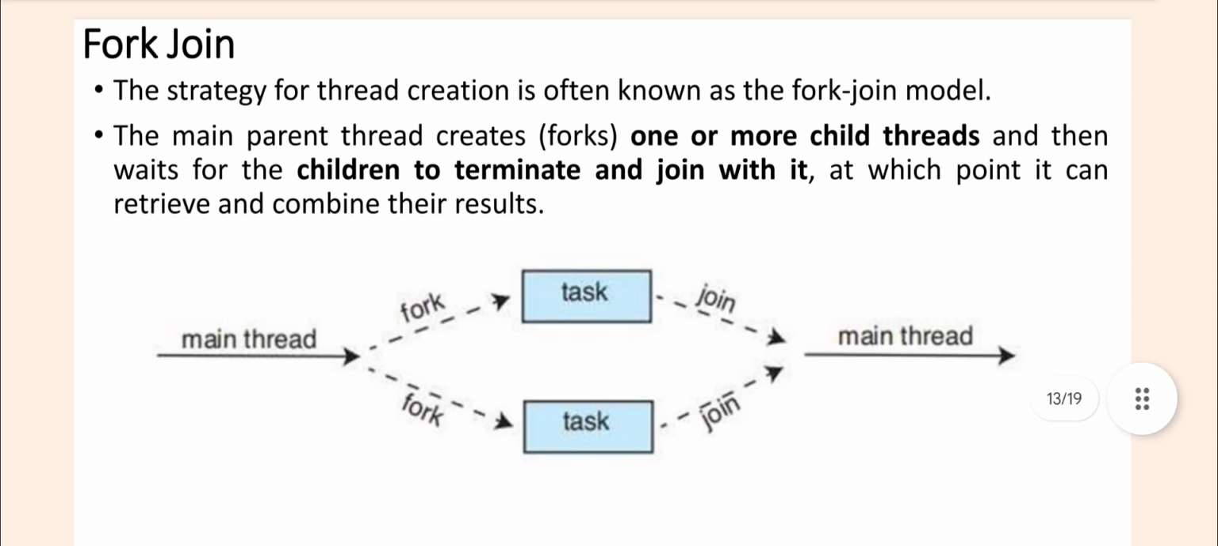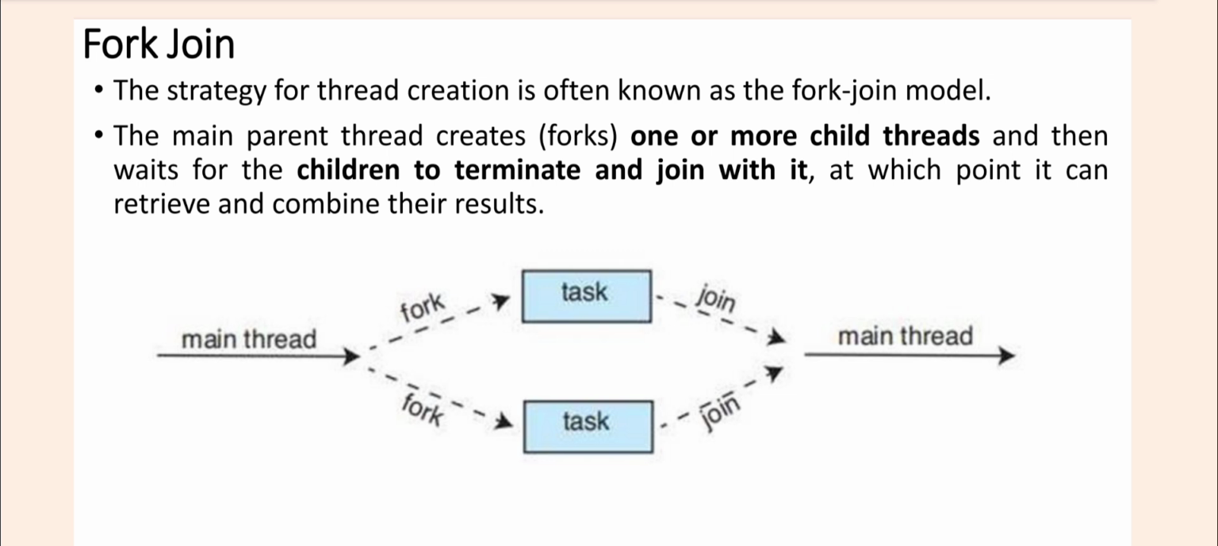Fork-join strategy. What is fork-join? The fork-join model is used to parallelize a task by splitting it into smaller subtasks. How does it work? It consists of three components. Fork. What is a fork? A task is split into two or more smaller subtasks.